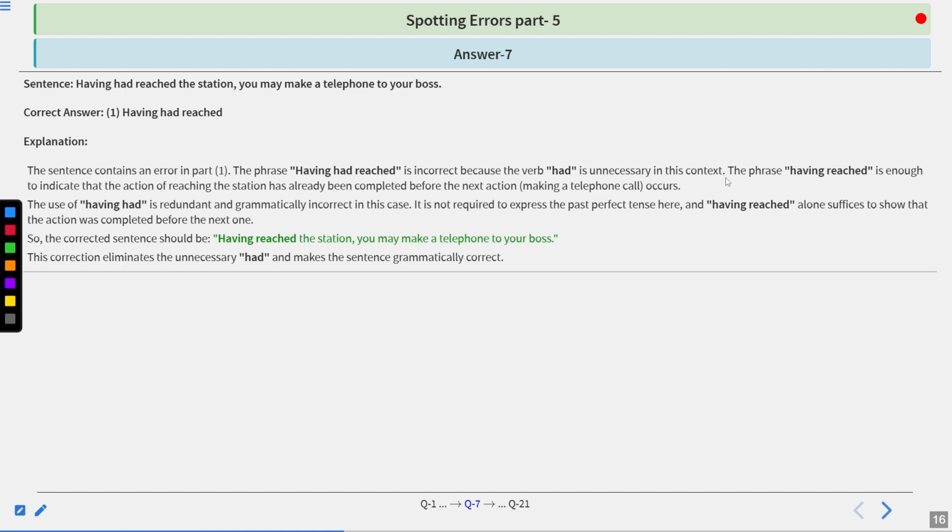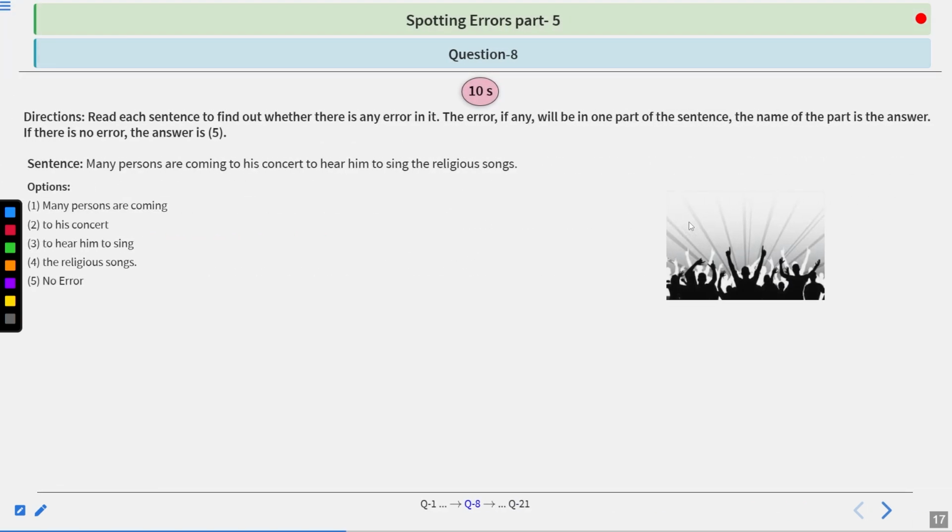So the correct sentence should be, having reached the station, you may make a telephone call to your boss. This correction eliminates the unnecessary had and makes the sentence grammatically correct. I hope you have understood. The next sentence is, many persons are coming to his concert to hear him to sing the religious song. Options are given below. You have 10 seconds to spot the error.